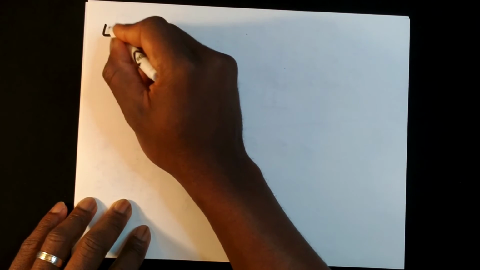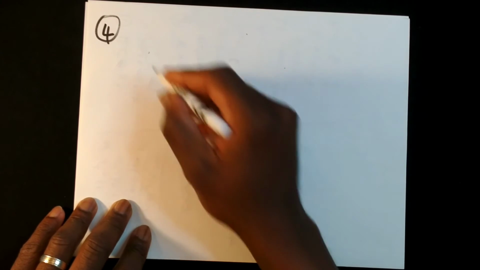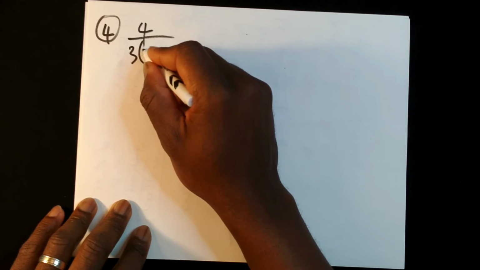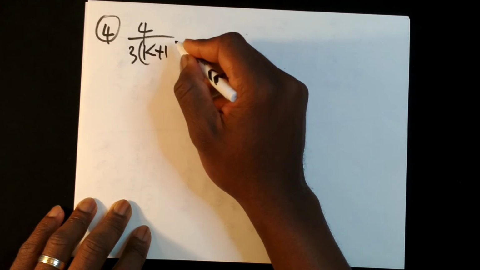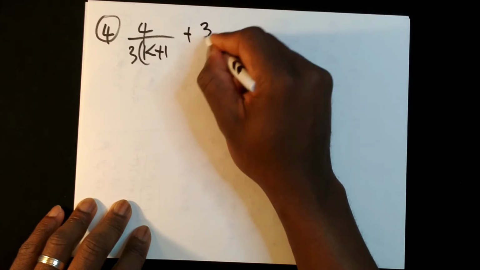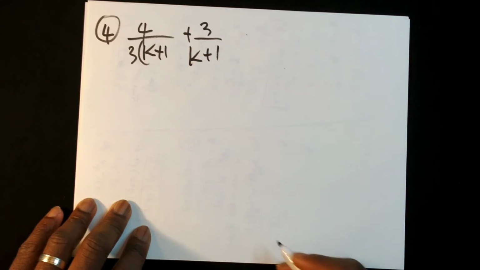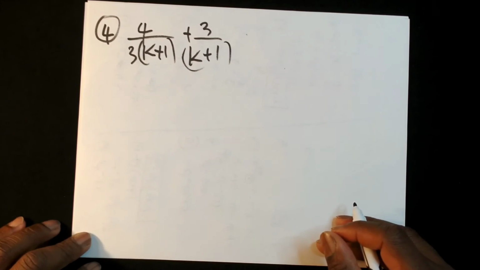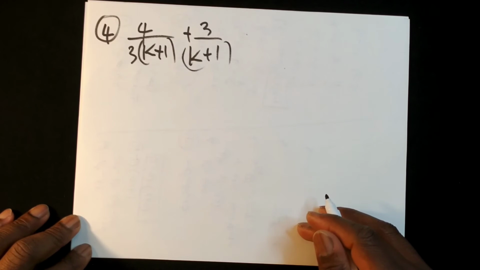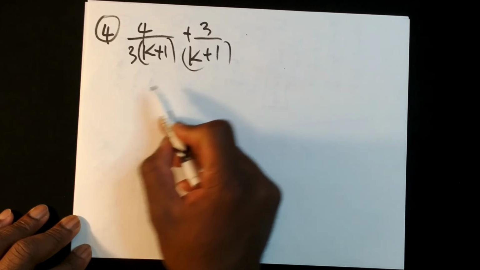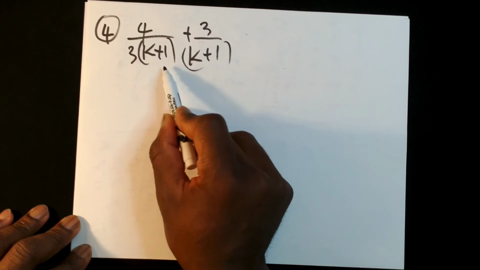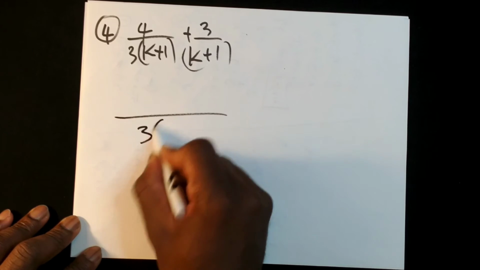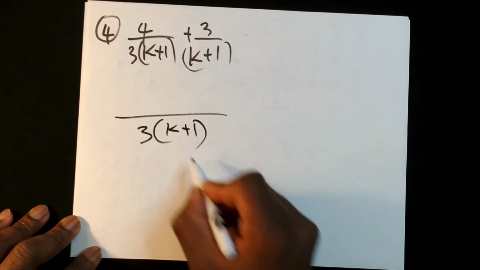So number 4, we have 4 over 3 factor of (k plus 1) plus 3 over (k plus 1). So here we have to simplify and solve. The common denominator we have here is 3 factor of (k plus 1). We have (k plus 1) here, so let's put the common denominator 3 factor of (k plus 1).